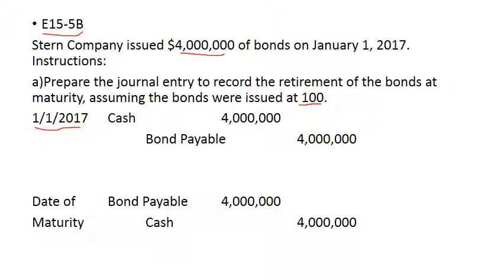So there would be an interest payment at the date of maturity. So if this were a 10% interest payment, you would have $400,000 of interest paid at the date of maturity. If it was paid annually, you'd have a $400,000 interest payment on 1/1/2018 and one every year until the bonds are due. So the date of maturity would be 1/1 of whatever year is appropriate.